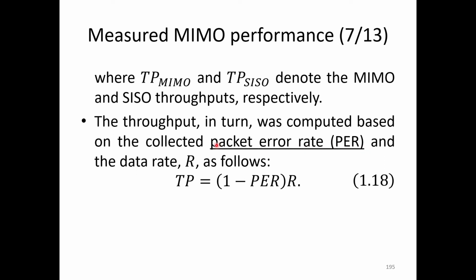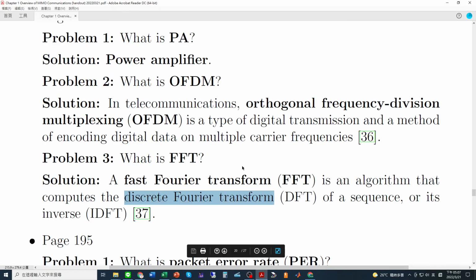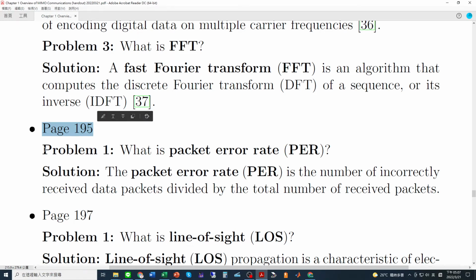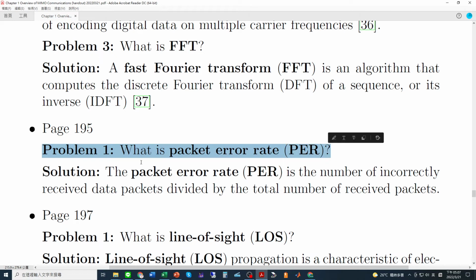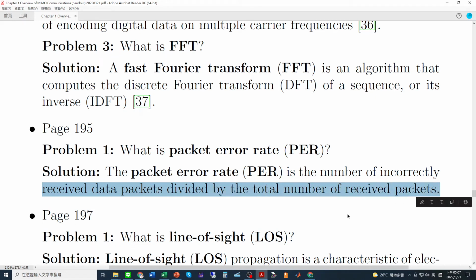Okay, what is packet error rate? Please see the handout. Page 195. Problem 1. What is packet error rate, PER? Solution. The packet error rate, PER, is the number of incorrectly received data packets divided by the total number of received packets. Okay.